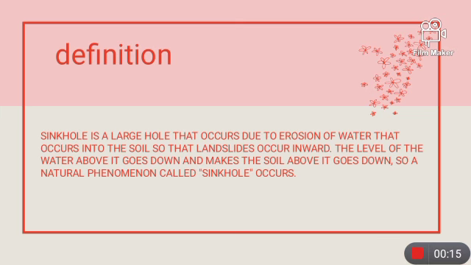Definition: a sinkhole is a large hole that occurs due to erosion by water flowing into the soil, so that landslides occur inward. The level of the water above it goes down and makes the soil above it go down. So a natural phenomenon called a sinkhole occurs.